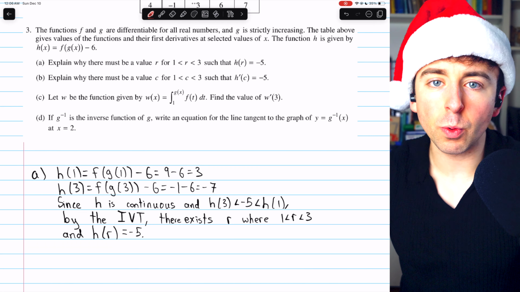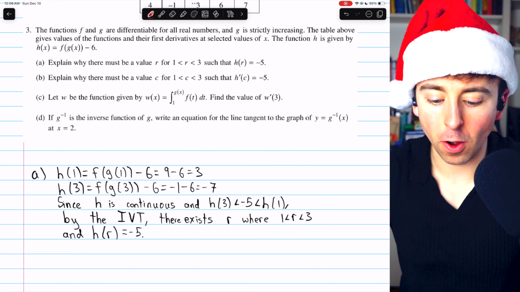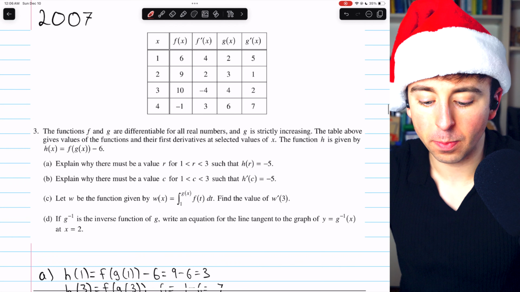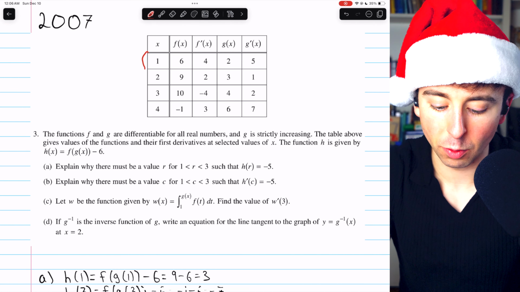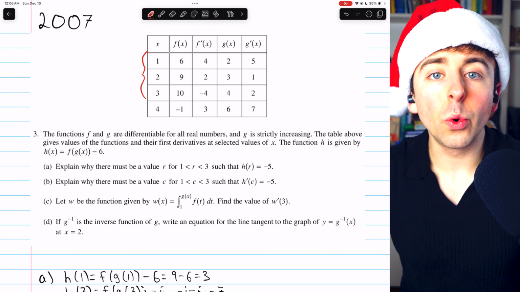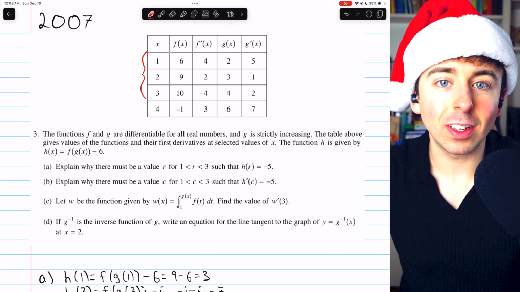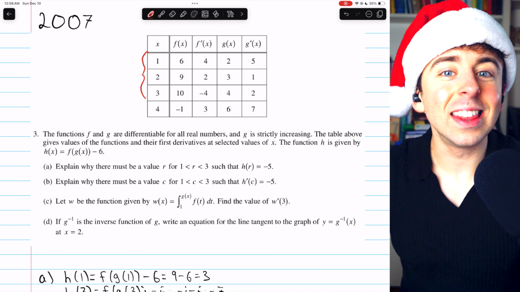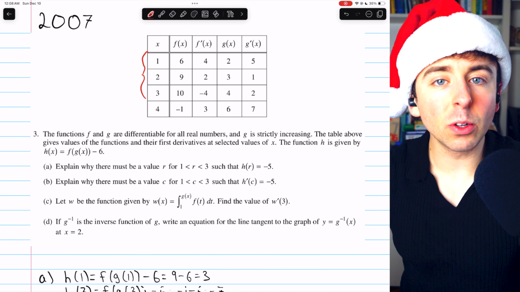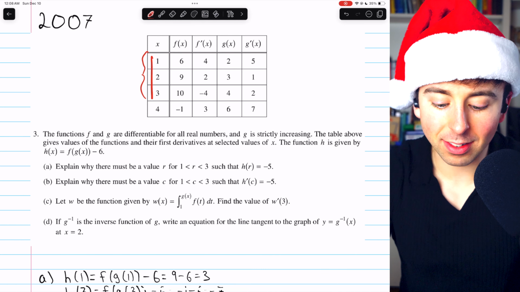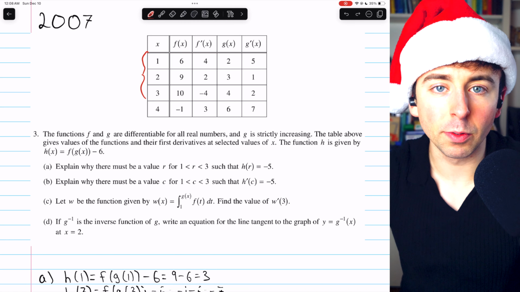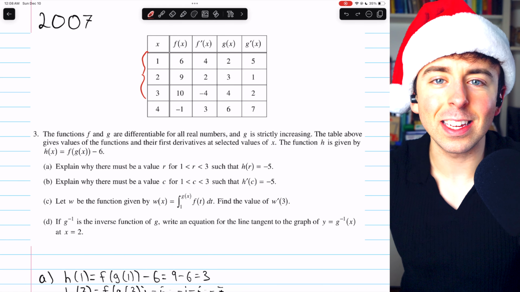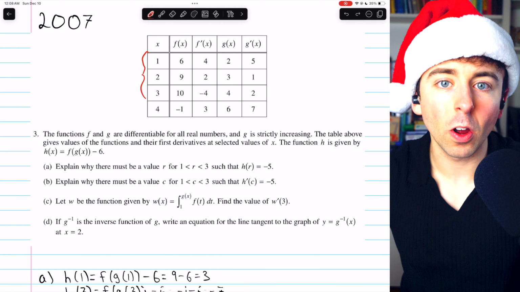whatever the average rate of change of h is on an interval, in particular, right now we're interested in the interval between 1 and 3, whatever the average rate of change of h is on that interval, the derivative must equal that average rate of change at some point in the interval. So we need to calculate the average rate of change on the interval.